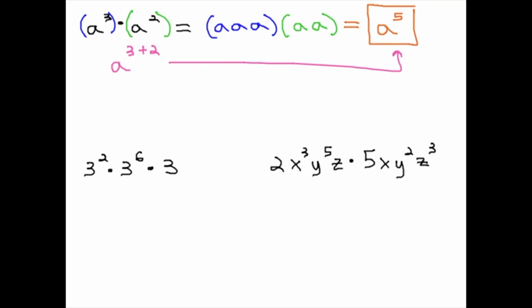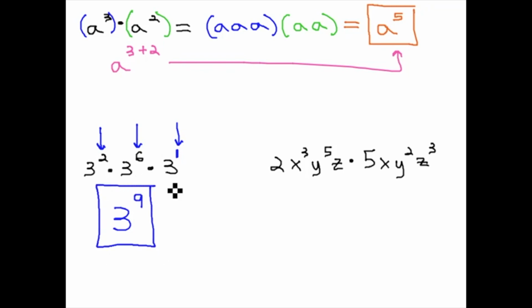So for example, on this problem on the bottom left, where we have 3 squared times 3 to the 6th times 3, we'll first need to remember that if there's no exponent written, we assume there is a 1. We've got a total of 2 3's multiplied, 6 more 3's multiplied, and 1 more 3 multiplied. To find out how many 3's there are total, we simply have to add the exponents. 2 plus 6 plus 1 is 9. This is equivalent to 3 to the 9th power.